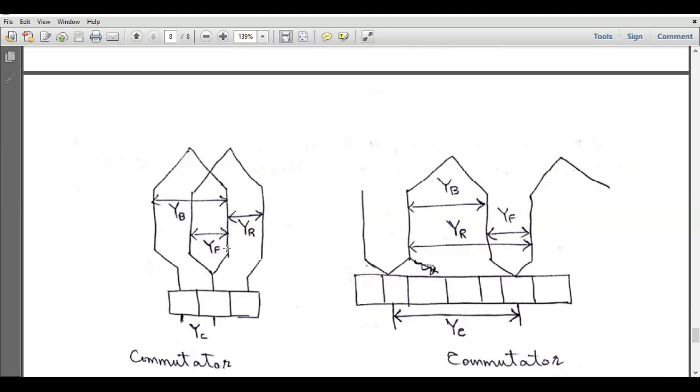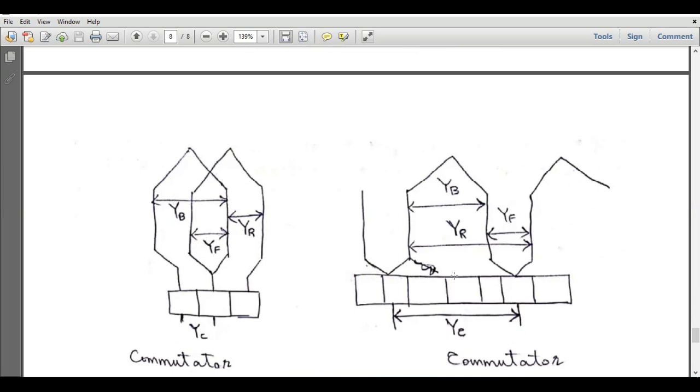So this coil ends over here and it starts, for example, from here. Then the number of slots between these two points or these two ends of the coil is called the front pitch. So suppose this is the slot number 10, this is the slot number 7, so the front pitch will be equal to 3. Similarly, if this is the slot number 5 and this is the slot number 10, then the back pitch will be equal to 5.